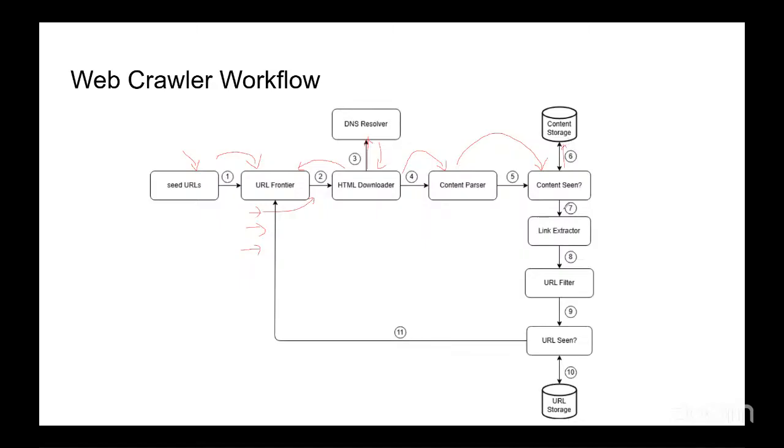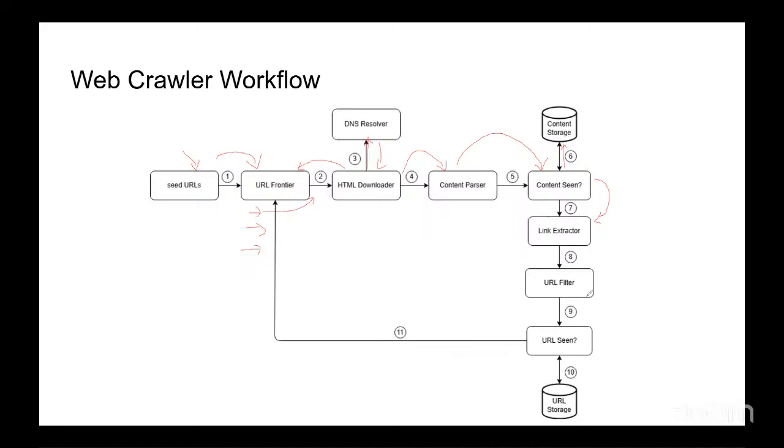And then once this page is done, we will go to the link extractor. This link extractor will look at the href tags from this content, and then it will extract all of the links from the web page. Once it has extracted those links, these will go to the URL filter. URL filter will filter the unwanted URLs from the extracted links.